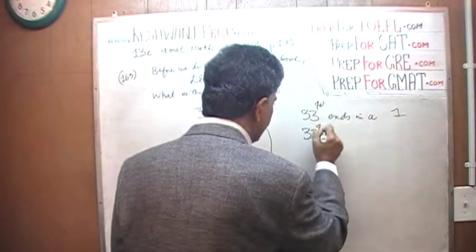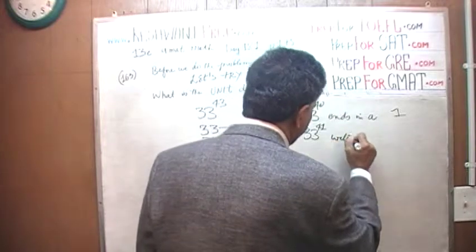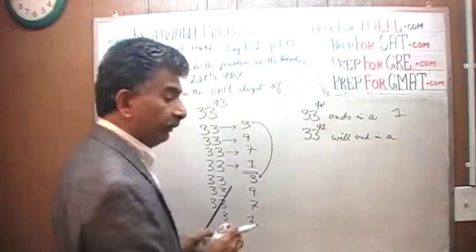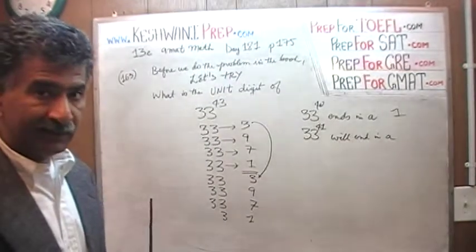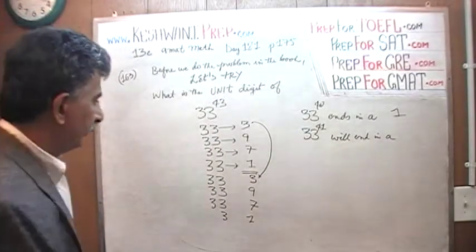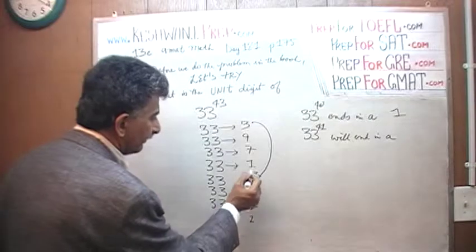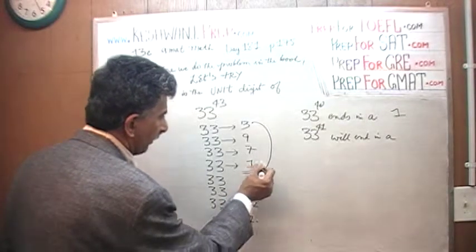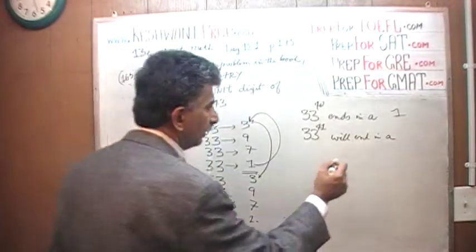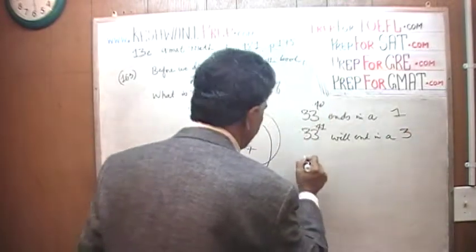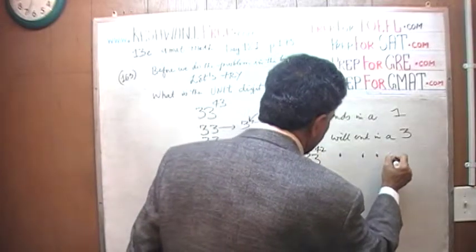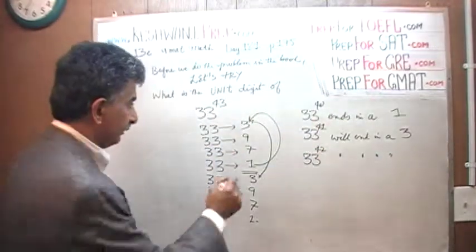33 raised to 41 will end in a, but now it's 41. 40th is the end of the 10th cycle. So we have to start our cycle again. If this is the 40th, we start our cycle again. We go from 1 back to 3. 33 raised to 42 is the second one in the cycle. Second one in the cycle is a 9.